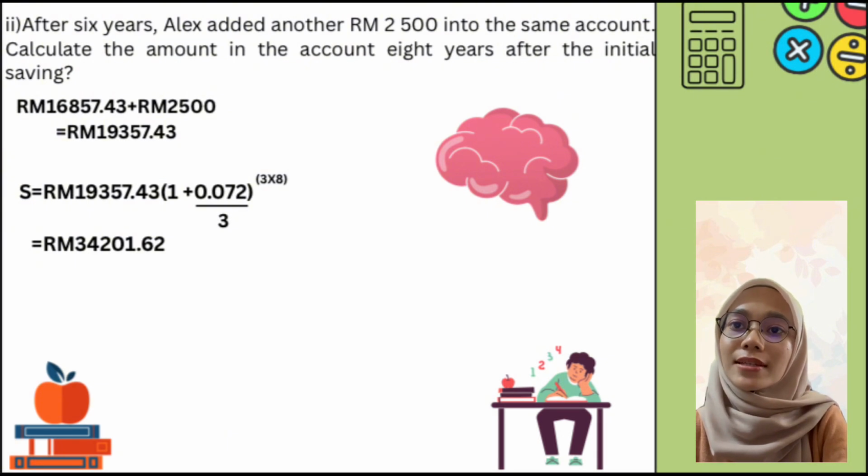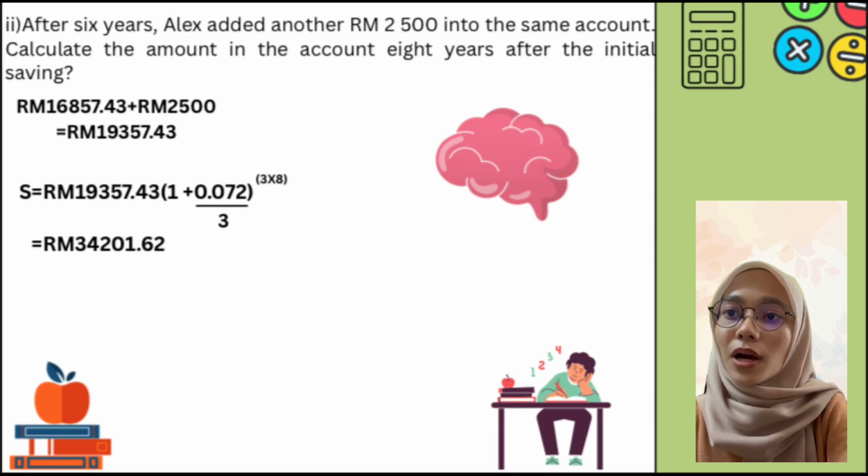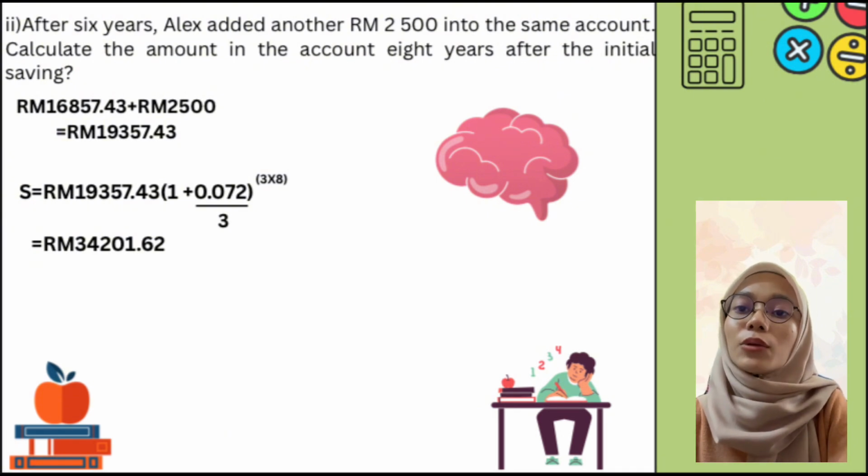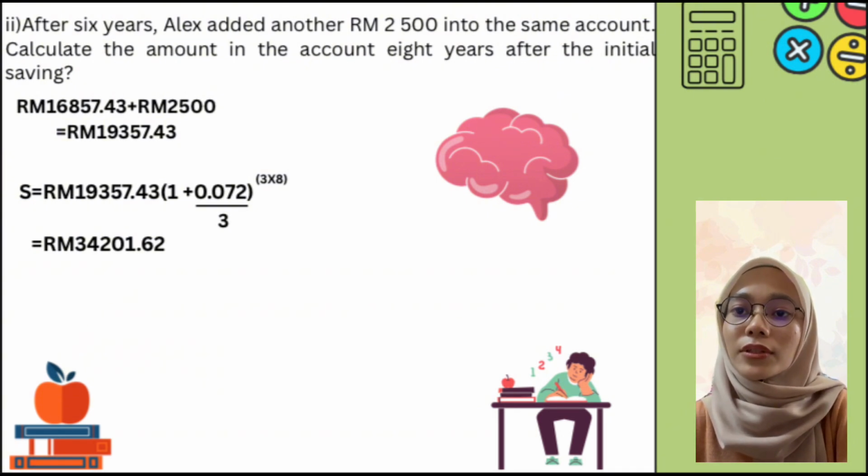Question 2, Roman. After 6 years, Alex added another 2,500 into the same account. Calculate the amount in the account 8 years after the initial saving. We need to calculate the accumulated amount: 2,500 and it will be 60,857 ringgit 43 cent plus 2,500 ringgit, and it will be 9,357 ringgit 43 cent.